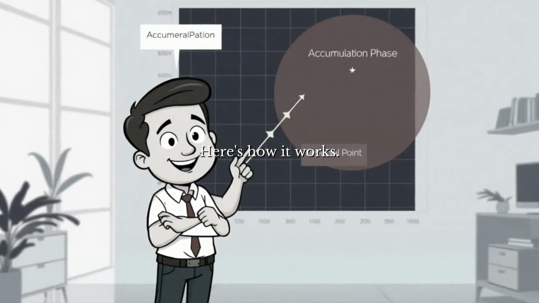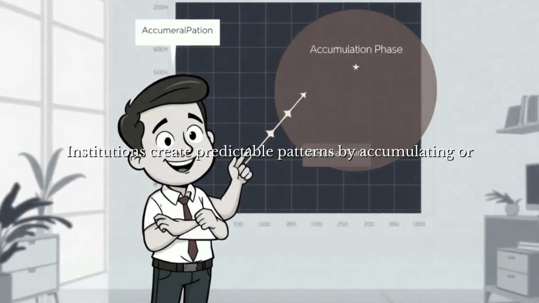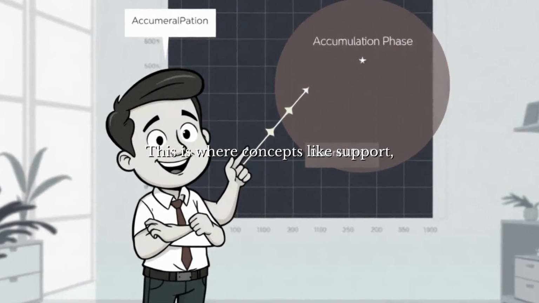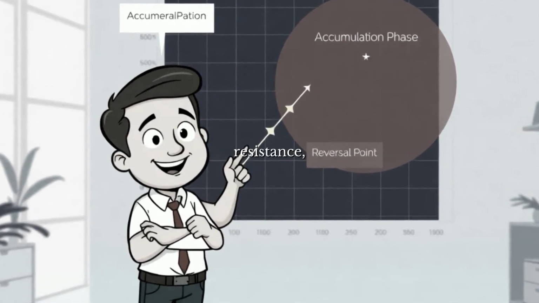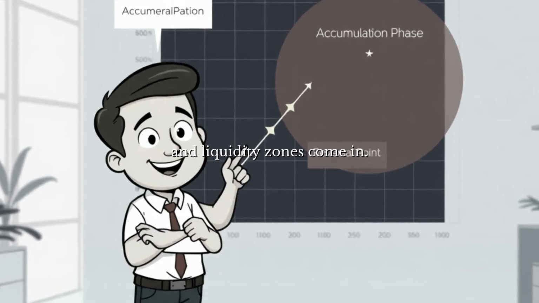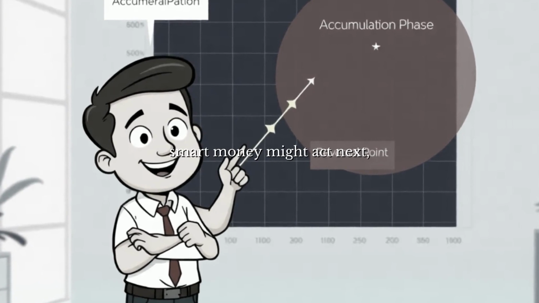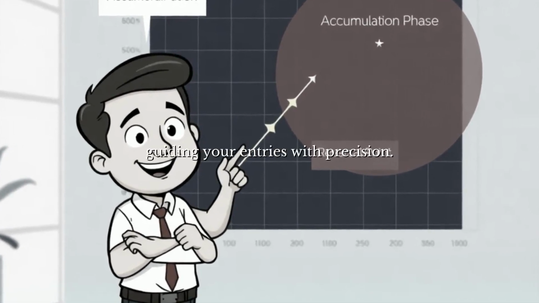Here's how it works. Institutions create predictable patterns by accumulating or distributing positions. This is where concepts like support, resistance, and liquidity zones come in. Visualizing these zones helps you see where smart money might act next, guiding your entries with precision.